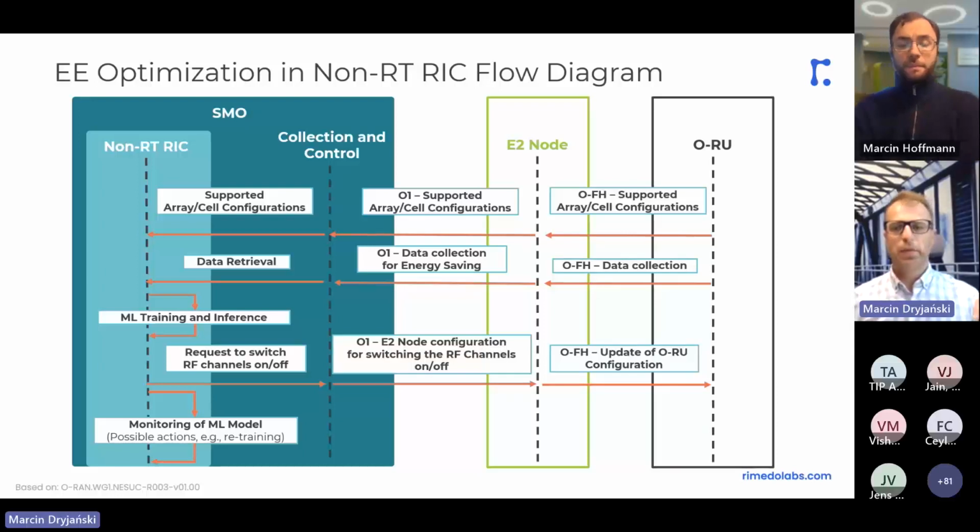Now, the first thing we need to get is the configuration. So how many cells we have, what are those cells, what are, let's say, the configuration possibilities, how many antennas we have, and so on and so forth. So the configuration of each particular ORU needs to be gathered over the collection and control and provided to the rApp. And then periodically, in some sense, we need to gather those measurements, those data, which is, for example, energy consumption, the current energy consumption, the traffic load per cell or per carrier or per beam, number of users or whatever.